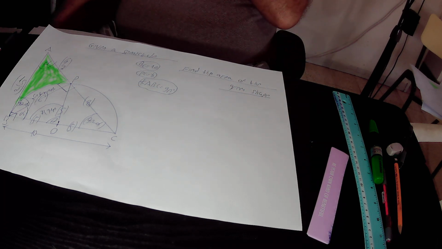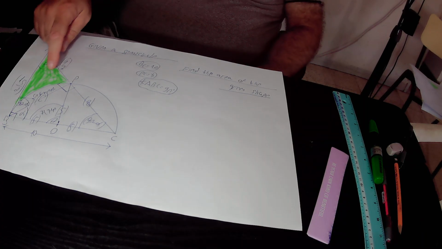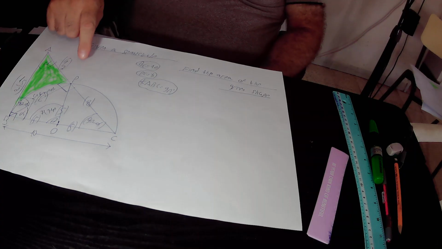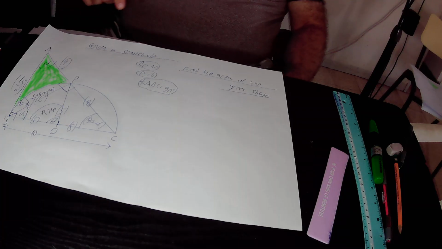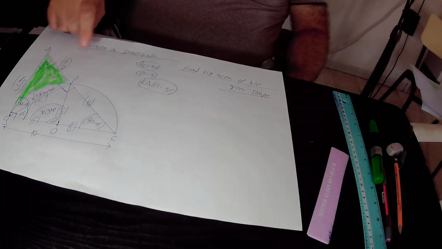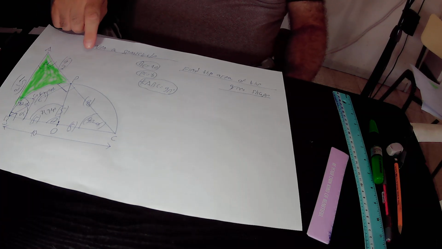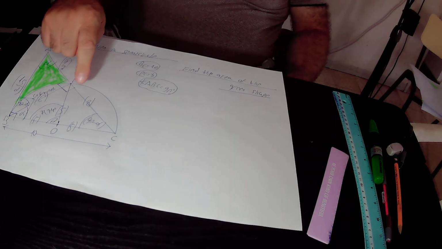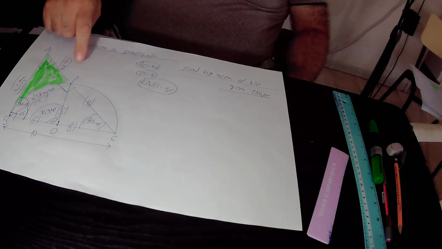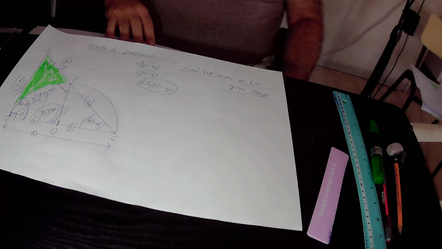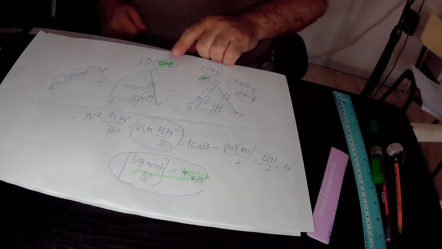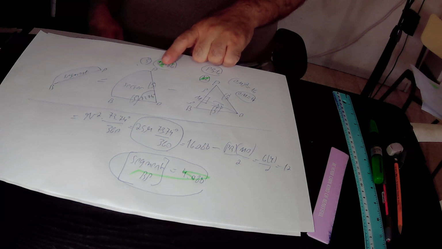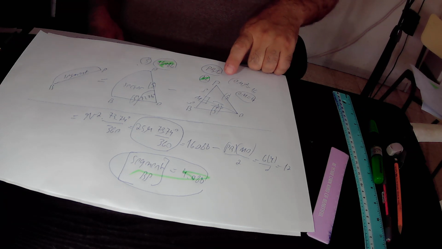Okay. Our task is to find out the area of this green shape. In order to find out the area of this green shape, first of all, we have to find out the area of this segment PB. What is the area of segment PB? From the drawing, it is very easy to see that the area of segment PB equals the area of sector POB minus the area of triangle POB. Again, the area of segment PB is equal to the area of sector POB minus the area of triangle POB.